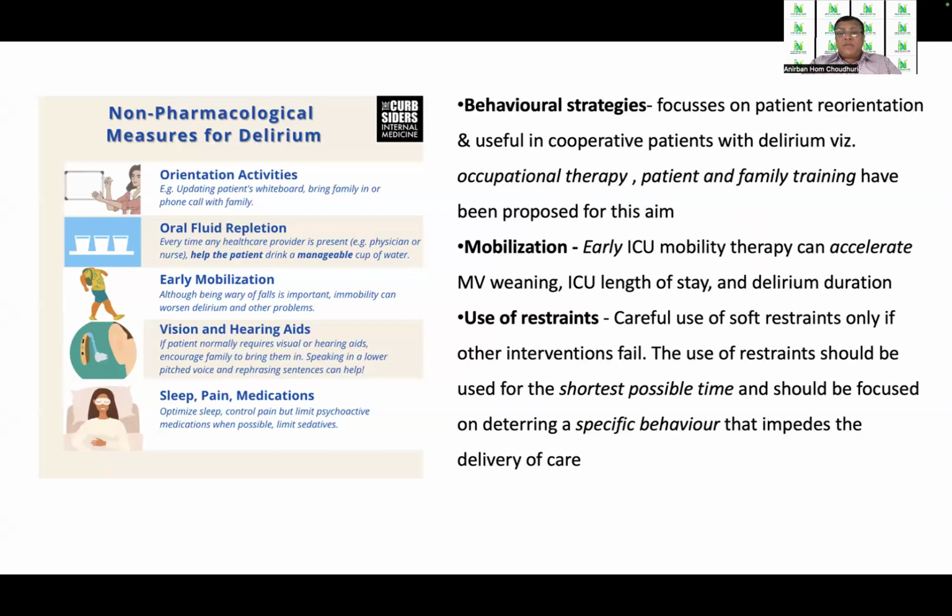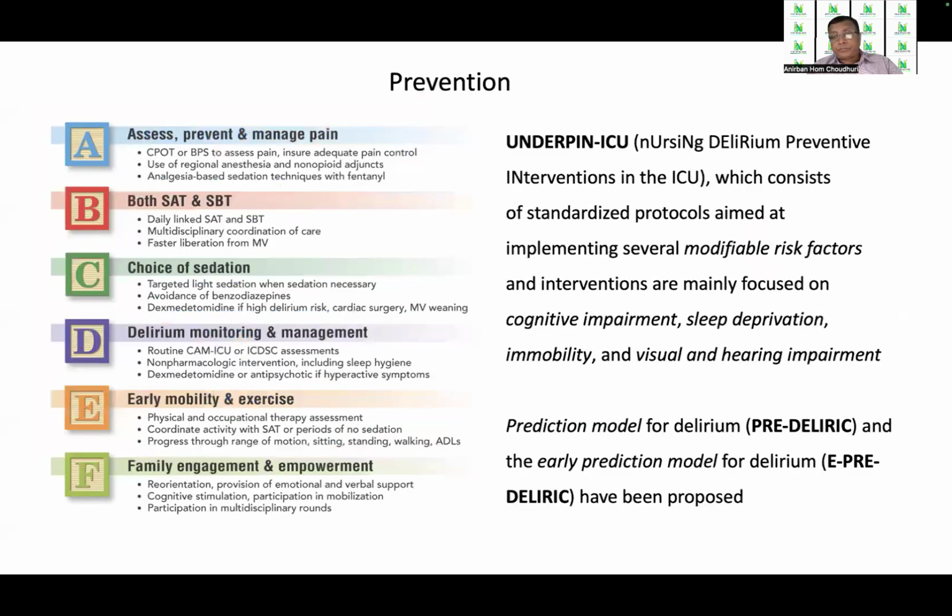Mobilization, as I have already mentioned: early ICU mobility can accelerate weaning from mechanical ventilation, reduce the ICU length of stay, and the duration of delirium. The use of restraints should be carefully considered, only if other interventions fail. And even when they are used, they should be used for the shortest possible time, and they should be focused on deterring a specific behavior that impedes the delivery of care.